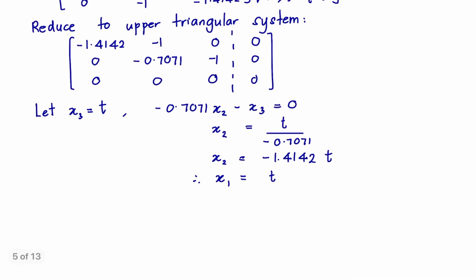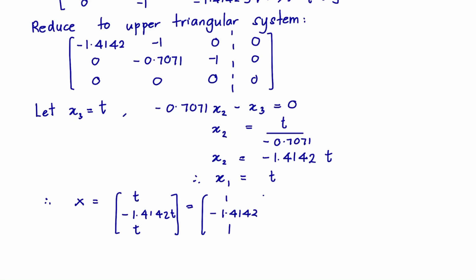So now our solution, our x now becomes t, minus 1.4142 t, and t. I'm bringing out the t. Sorry, I left out t there. So 1, minus 1.4142, 1. Alright, we factorize out t.